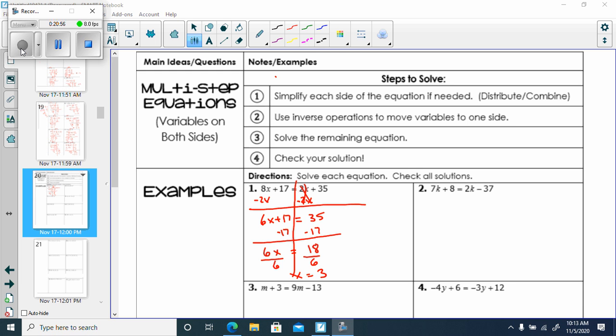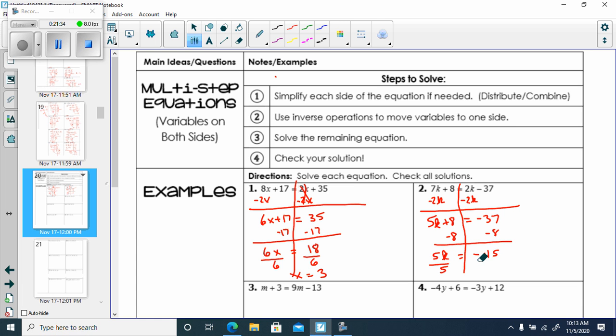Okay. On number 2, let's get the variables on one side, the numbers on the other. Let's subtract 2k from both sides. I now have 5k plus 8 is equal to negative 37. I'd subtract 8 from each side. 5k is now going to be equal to negative, let's see, negative 45, right? Divide by 5, and k is negative 9.